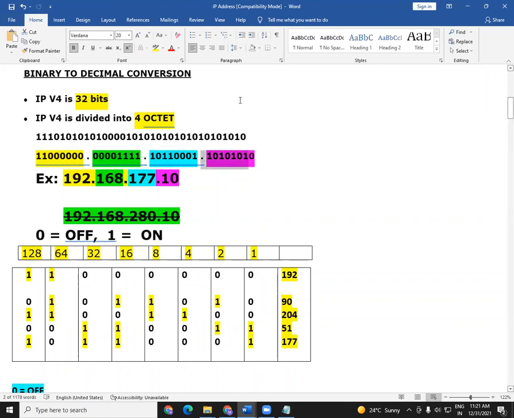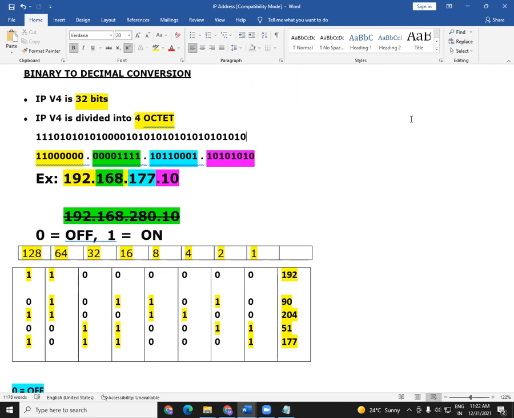In each octet, the binary numbers can be all zeros, or all ones, or anything between zeros and ones. I repeat, in each octet the bits can be 0 or 1, and totally there will be 8 bits. So one of the main things we need to understand in IP addressing is how to convert a binary number into a decimal number.